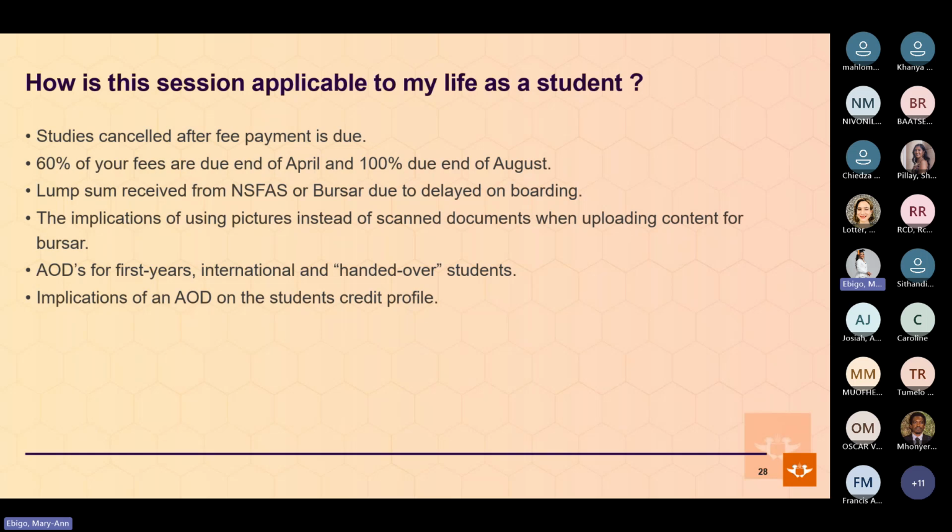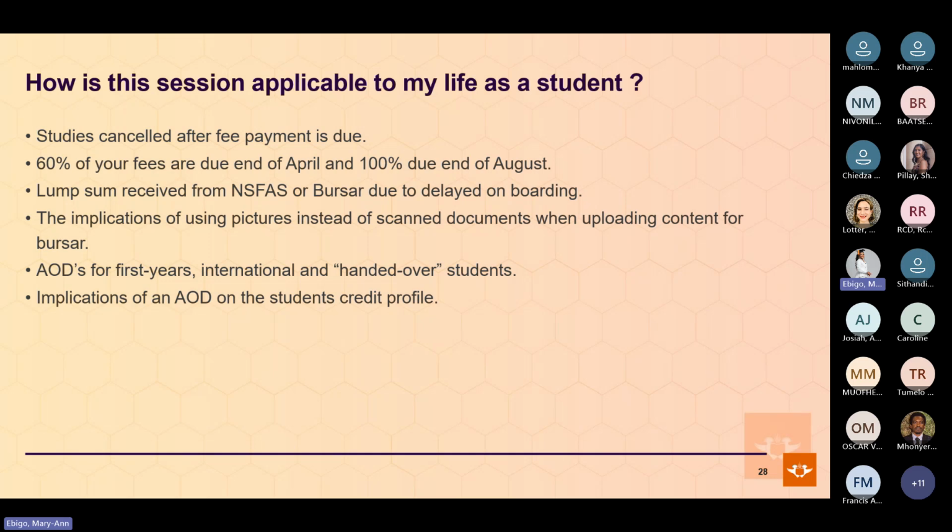And then something that they also highlighted at the Student Finance Office is the implications of using pictures instead of scanned documents when uploading content for the bursary. Some of these bursaries are very strict and want you to upload actual documents and not pictures. So there can be delays or issues with your onboarding just because of that.